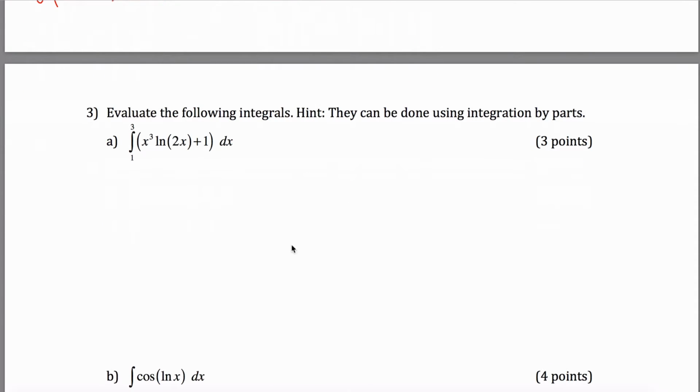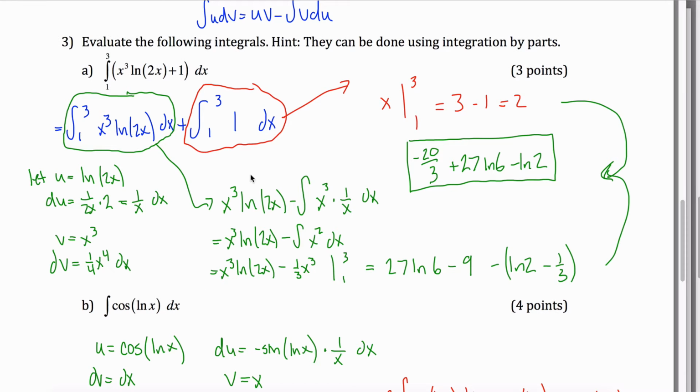Okay, moving on to the back page here. All right, problem 3a. I actually screwed this up the first time I did it. So these are the incorrect solutions that are here. This is all wrong. What I did wrong, I don't know what I was thinking, but this is dv here. When you're using integration by parts, you can let u be the natural log of 2x, and then the remaining stuff is dv.